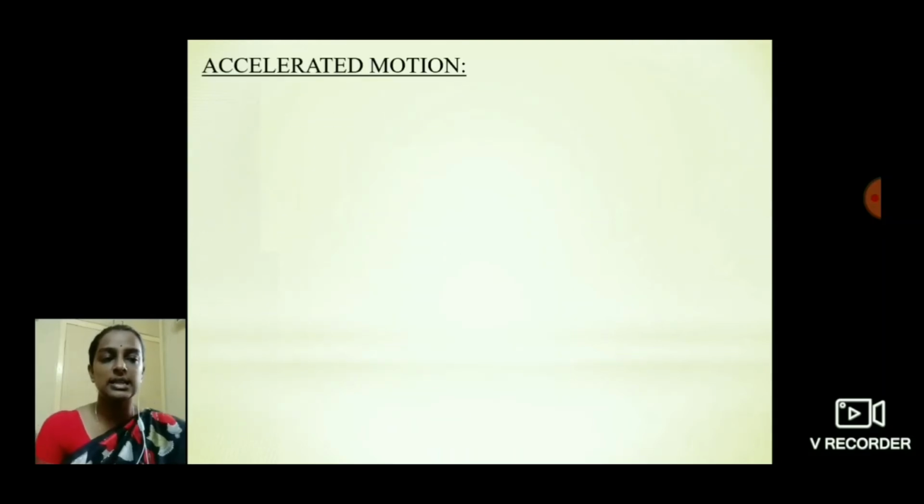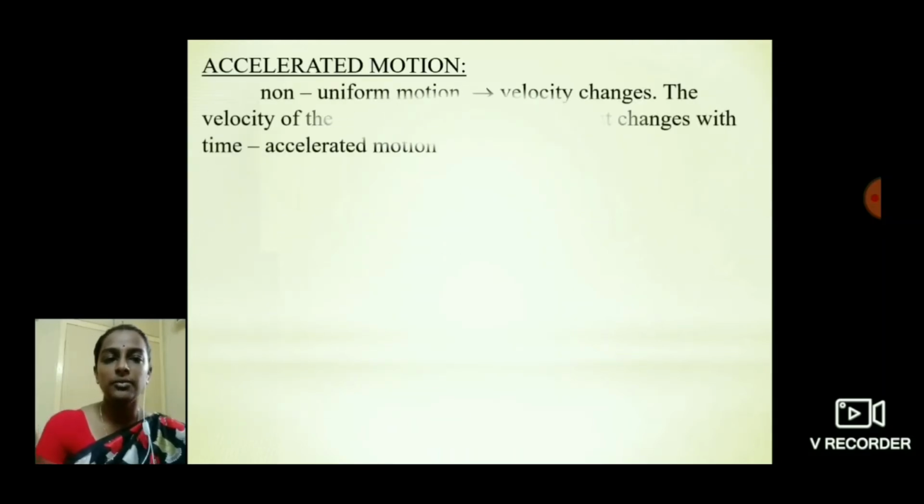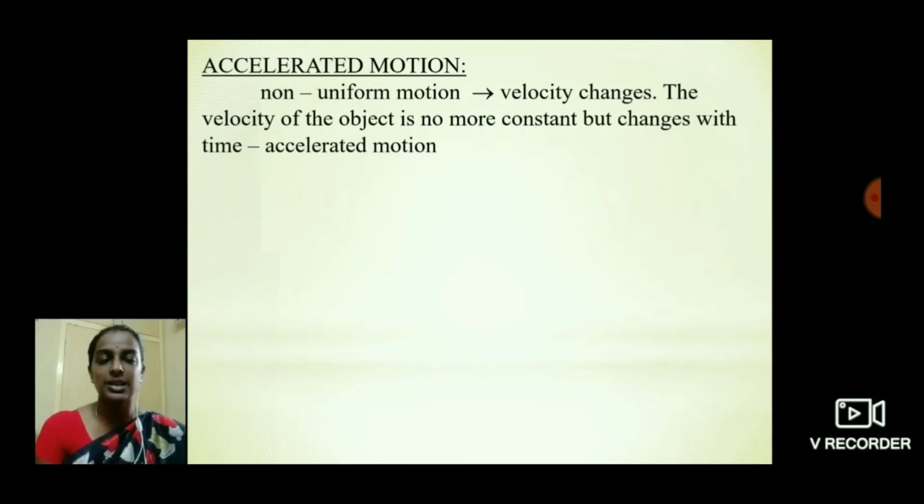Next is accelerated motion. In uniform motion, velocity is constant, but in non-uniform motion, velocity changes. The velocity of an object is no more constant but changes with time. That is known as accelerated motion.